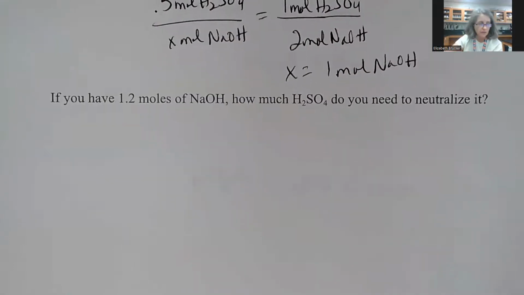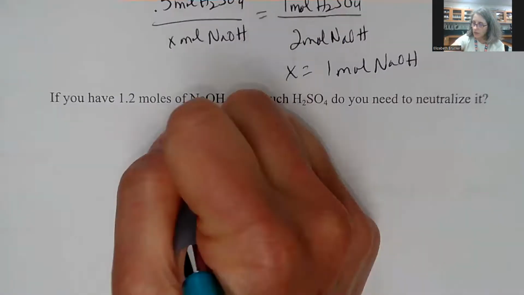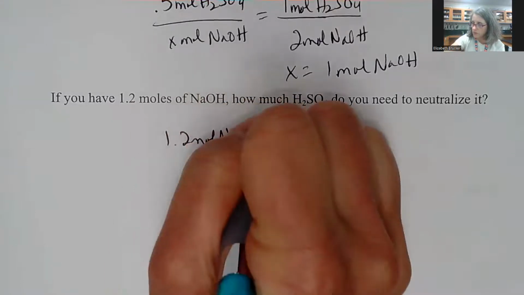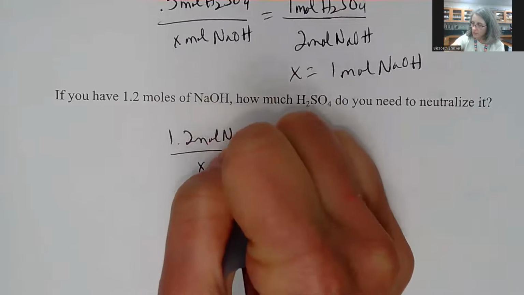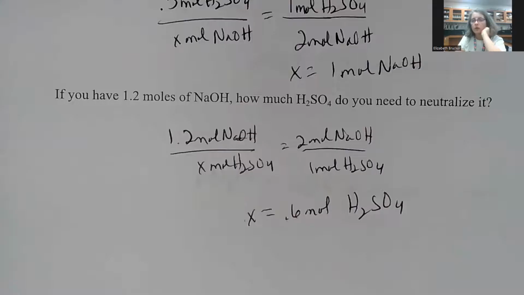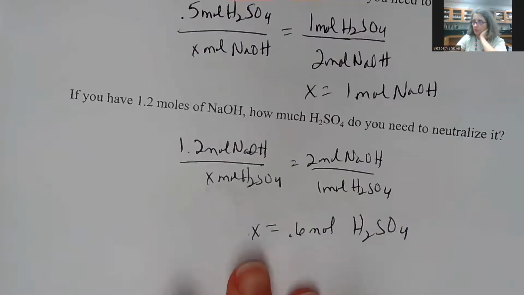So again, using this equation, I could take 1.2 moles of NaOH, and I could find the moles of H2SO4. So pause the video and see if you can figure out the number of moles. So you should have gotten 0.6 moles of H2SO4. So we're going to use that as a tool to do some calculations for the lab we're going to be getting ready for.